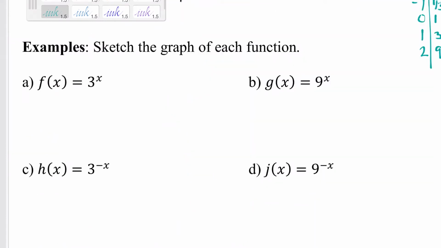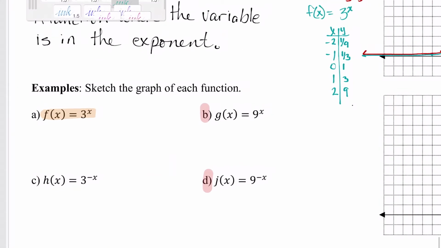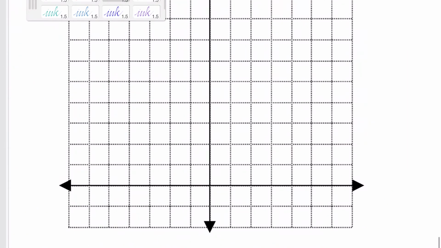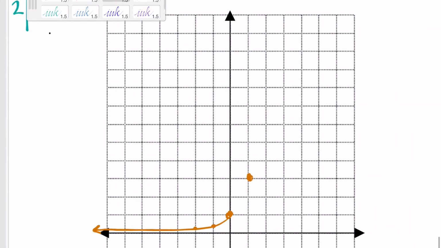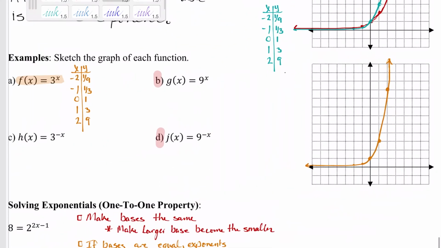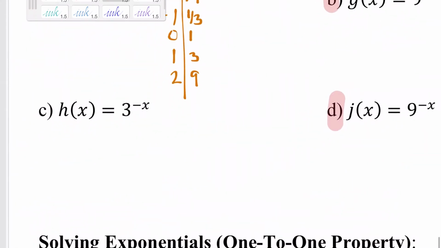For these, I'm going to sketch the first two, A and C, and then I'm going to save the others for my kiddos. We've already done our 3 to the power of x. I'm just going to move that t-chart over here and plot it. So this is my 3 to the power of x, and then I want to see what this might look like if I have 3 to the negative x.